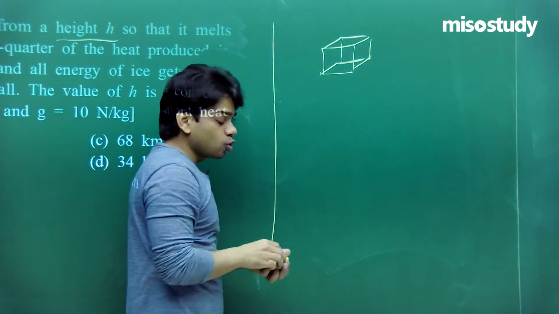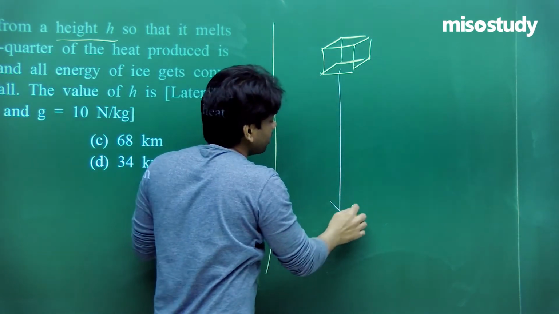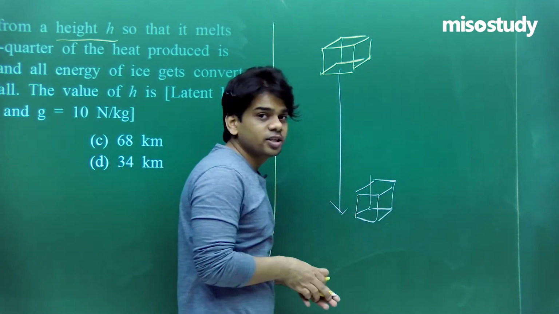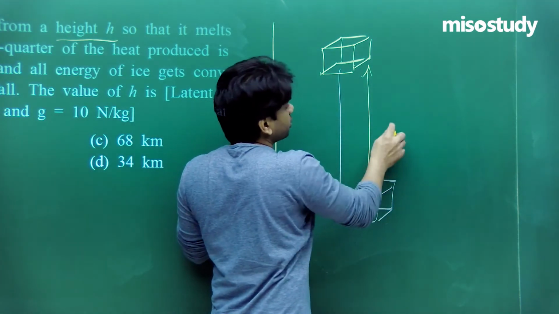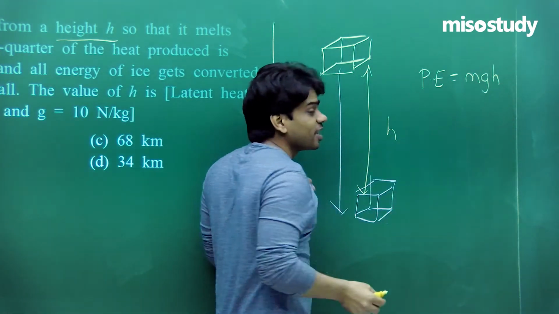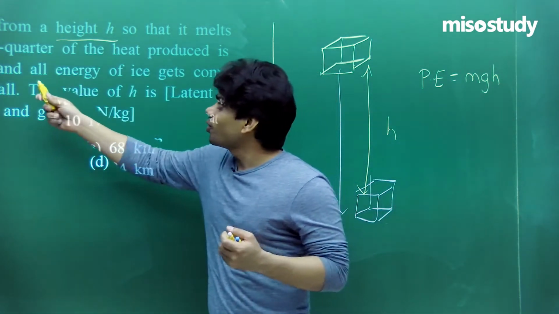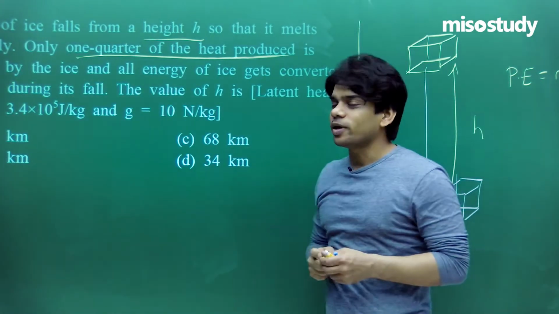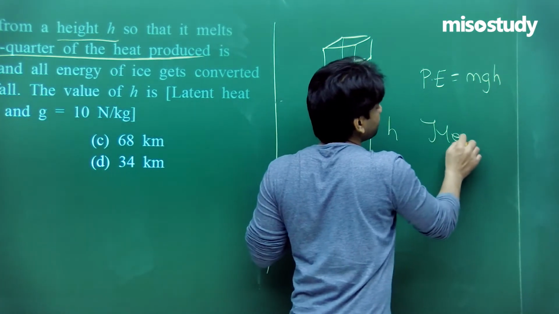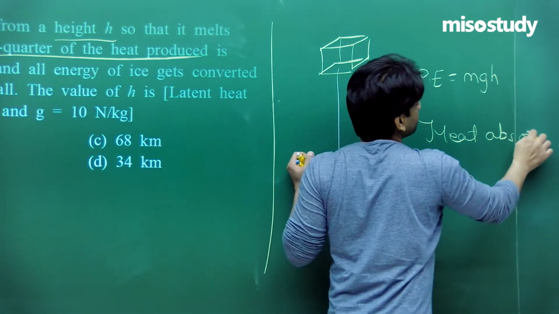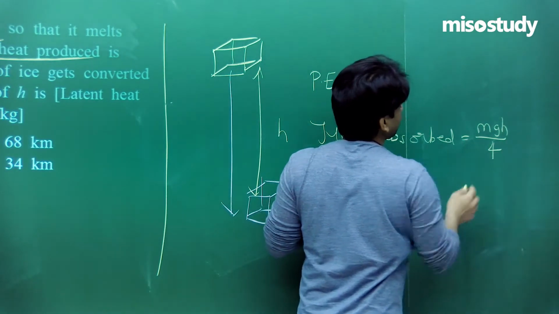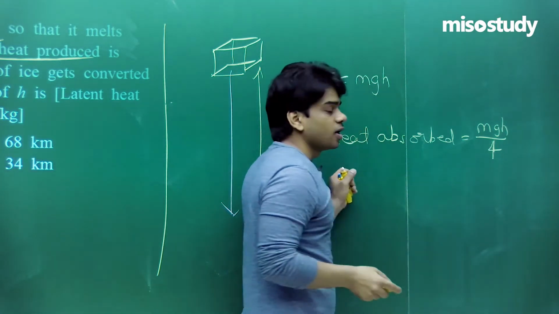As it falls through height h, all its potential energy will be used up and lost. It will get converted into different forms of energy. So this is height h, and the potential energy it possesses at the topmost point is mgh. It says that only 1/4 of the heat produced is absorbed by the ice. So we can say heat absorbed is equal to mgh by 4. That's quite simple. mgh by 4, because 1/4 is absorbed and all the energy is lost as heat.